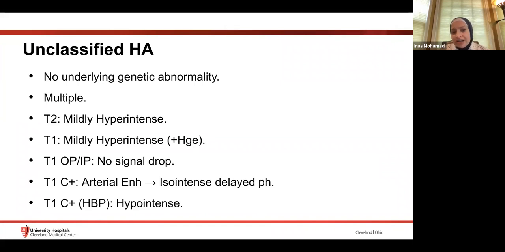Okay, and then there is the unclassified. Again, it's just a subtype, and quite frankly, it's a pathologic subtype. It's T1 mildly hyperintense, and it looks exactly the same. These are all just pathologic subtypes. When they biopsy the adenomas, they want to know what subtype it is and does it have a beta catenin component in it. Okay.